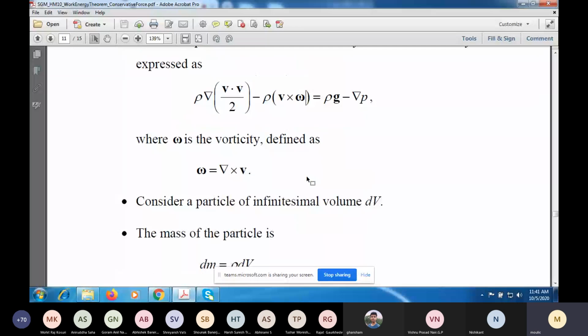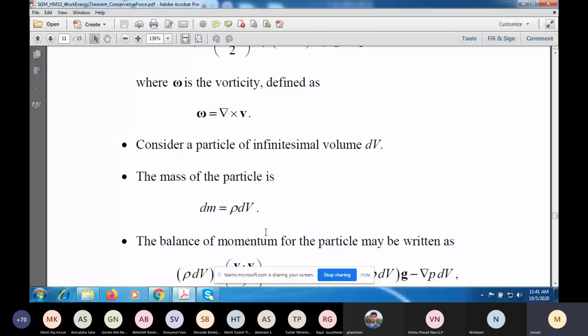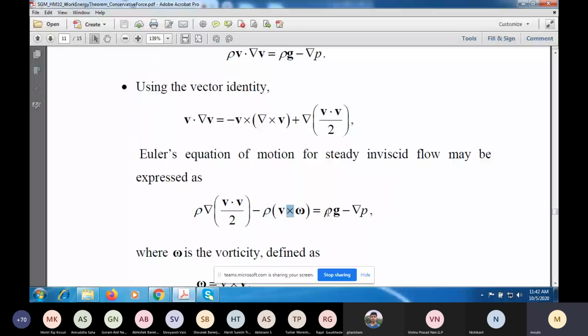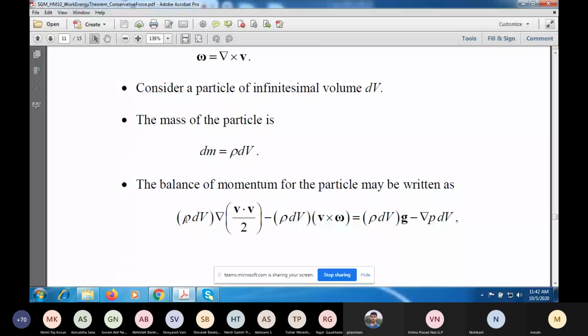Now consider a particle whose volume is dV, infinitesimal volume. Its mass will be rho dV, where rho is the density at the point where the particle is at time t. So if you want the balance of momentum for the particle, not look at the equation of motion which is here, what you get, the link is you multiply both sides of this equation by dV. Then you will have rho dV, which is the mass of the particle, times grad of V square by 2 minus rho dV, the mass of the particle, into this V cross omega equal to rho dV, the mass of the particle, times g. So this is the body force acting on the particle. And the last term, minus grad P dV, is the net pressure force on the particle exerted by the surrounding fluid due to the variation of pressure on its boundary.